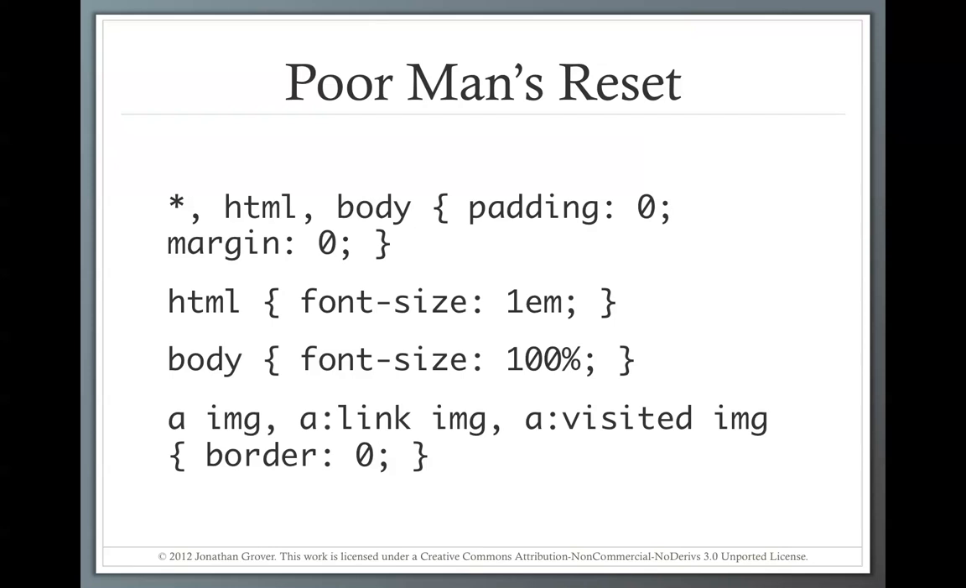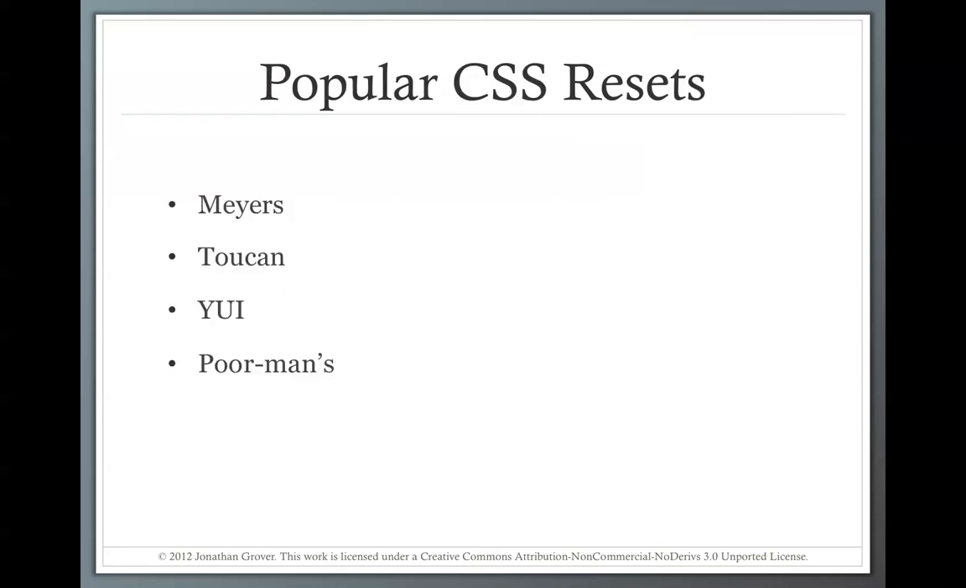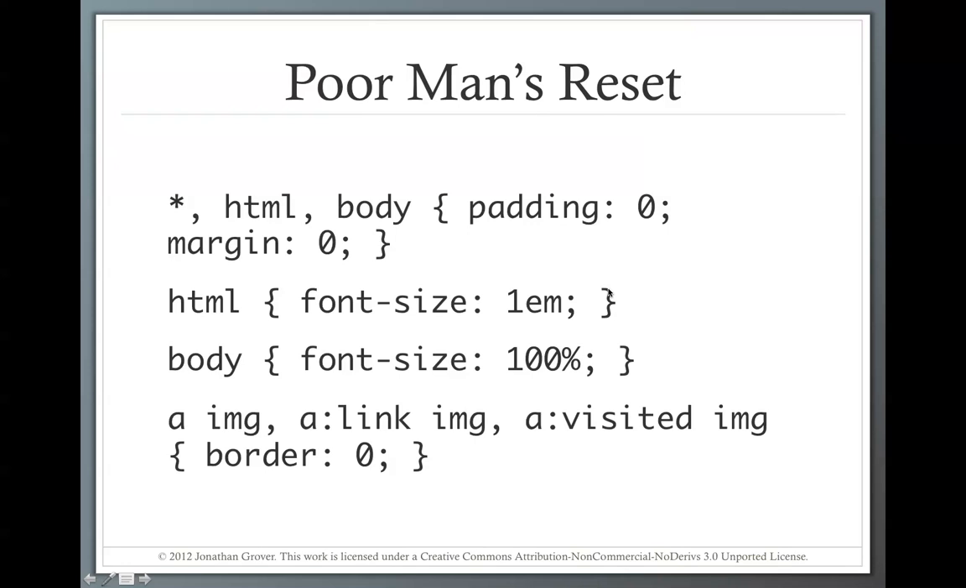This is an example of the Poor Man's Reset, which you can just write out yourself at the top of your style sheet if you choose. This would be an alternative to downloading these other resets like Myers, Toucan, and YUI. You could write your own pretty quickly by using this code here. What this does is it basically selects everything in the HTML page, and then it removes all of the padding and all of the margin off every single element. So there's no spaces between any of the elements.